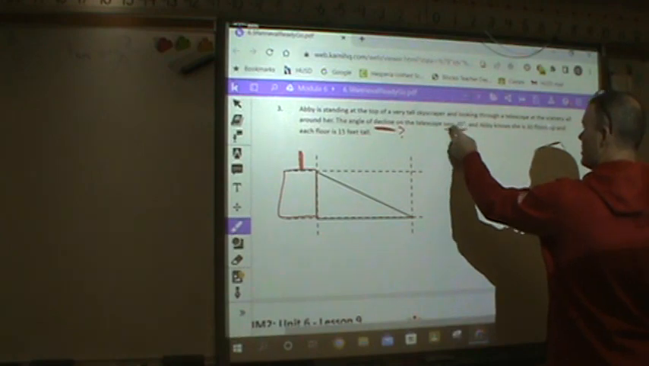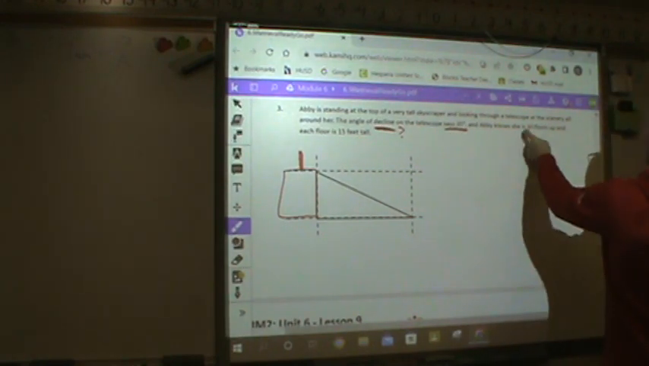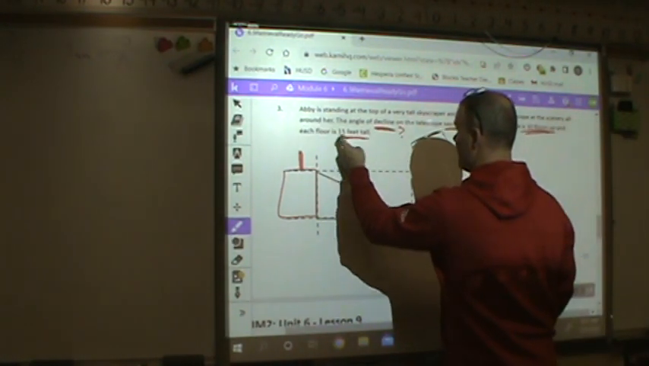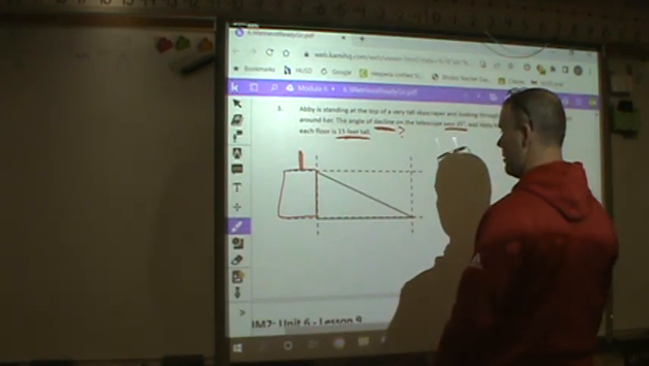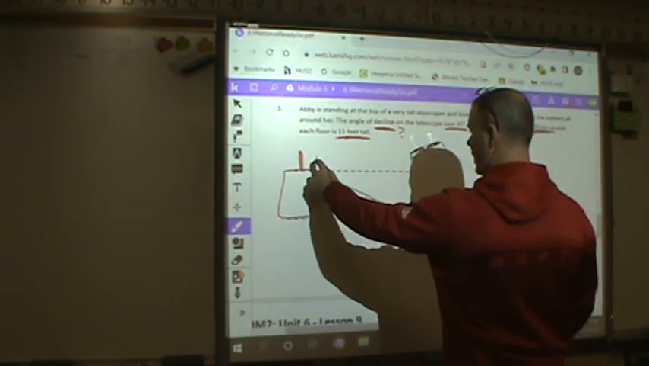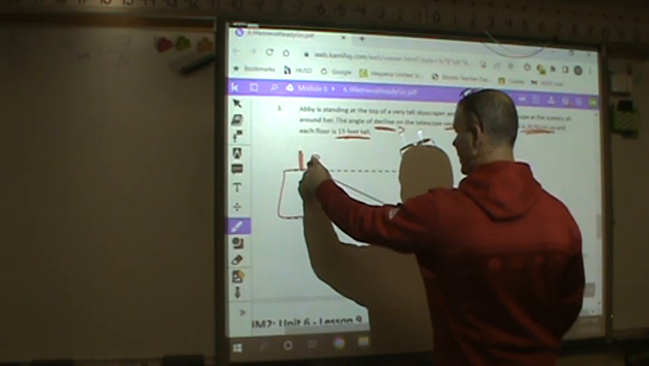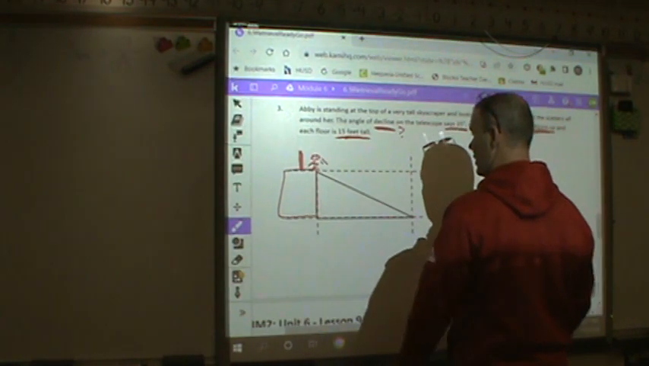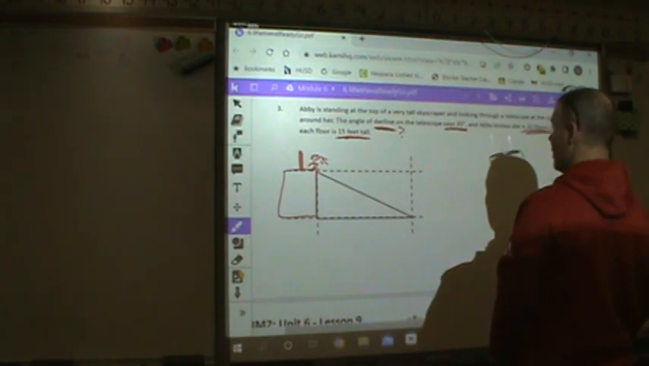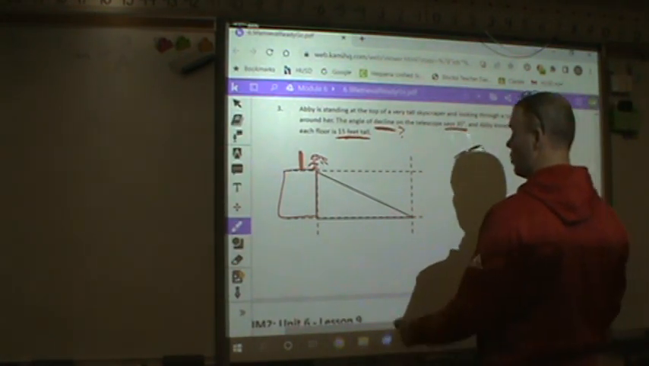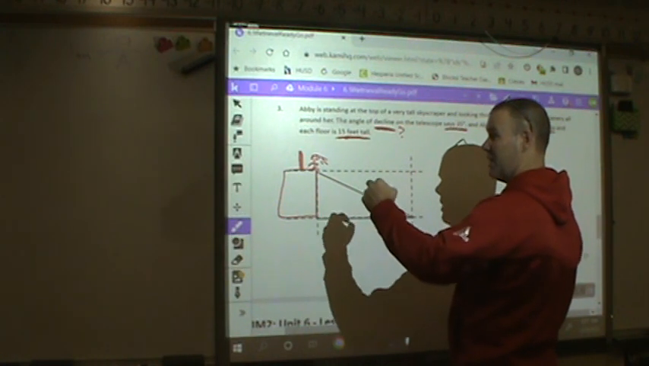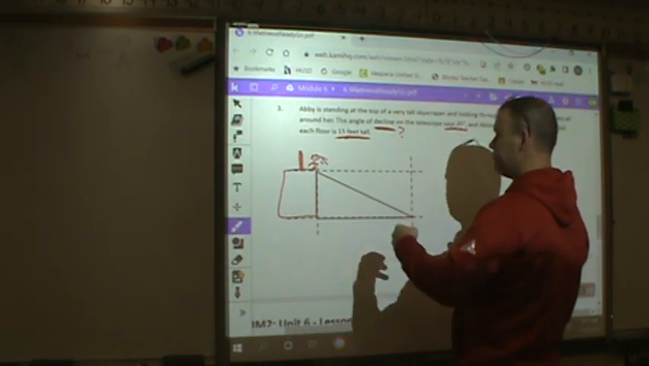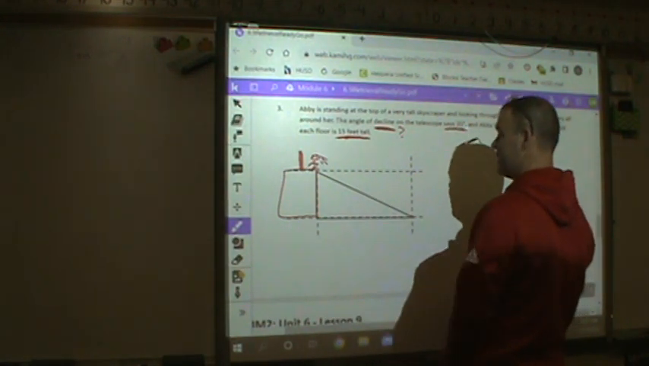The telescope says 35 degrees, and Abby knows she is 30 floors up, and each floor is 15 feet tall. So label your diagram with its dimensions. Well, again, Abby's up at the top. She's on the tall skyscraper. She's looking down. Angle of descent is 35 degrees. What does descent mean? Descent means down. Depression, descent, decline, they all mean downwards.